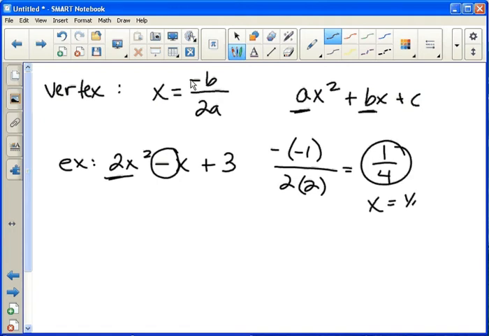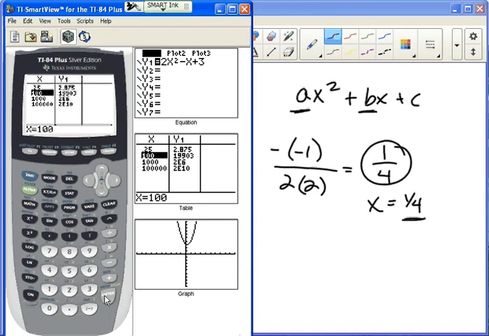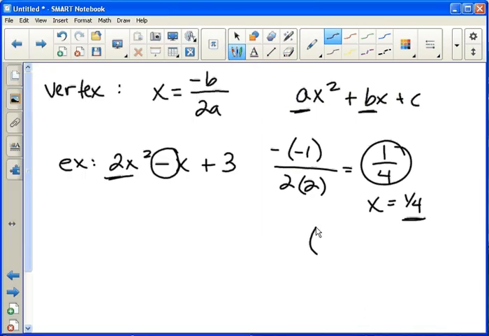Now if we want to find the entire ordered pair, the x and the y value, we just take this 1/4 and plug it back in here. For example, I could do this in my calculator: 2x squared minus x plus 3, and then just plug 1/4 in the table. It's probably the easiest way to do it. So it would be 2.875. So our ordered pair for our vertex would be at 1/4, 2.875. So that's how we find our vertex.